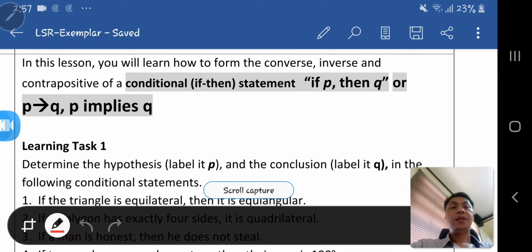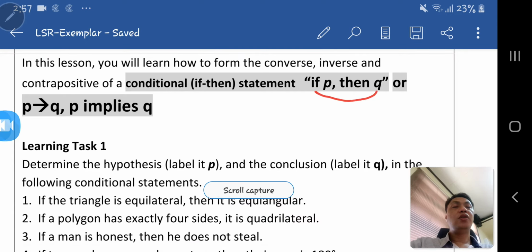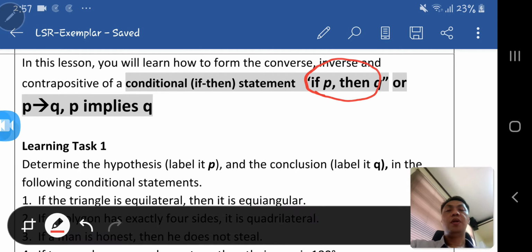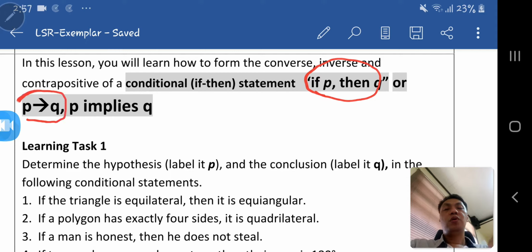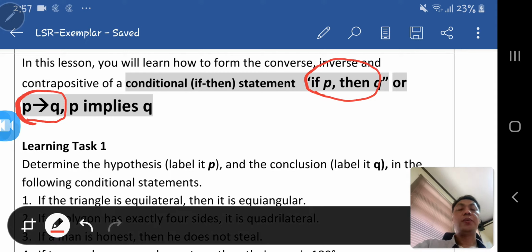Good morning, everyone. In our previous lesson, we have learned that the conditional statement has two parts, the if part and the then part. The if part is what we call the hypothesis, and the then part of the statement is the conclusion. In short, we can say that if P, then Q, or in symbol, P with an arrow pointing to Q, which is read as P implies Q.